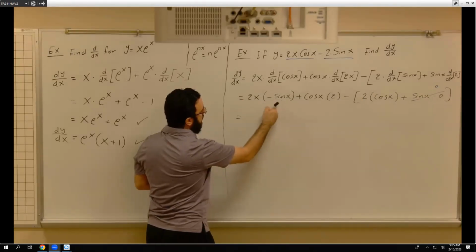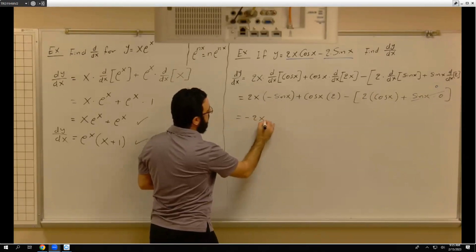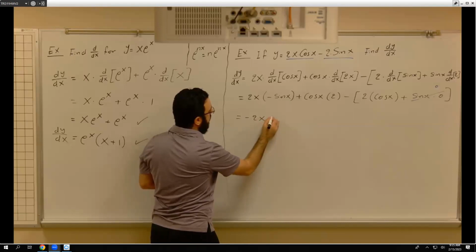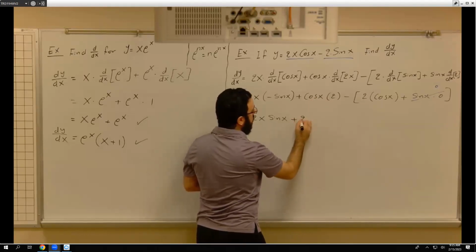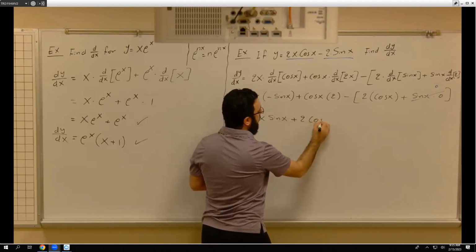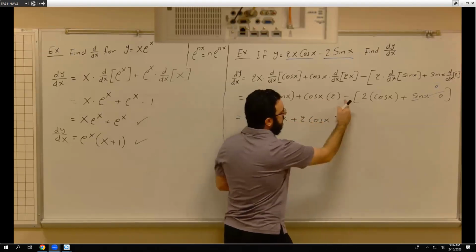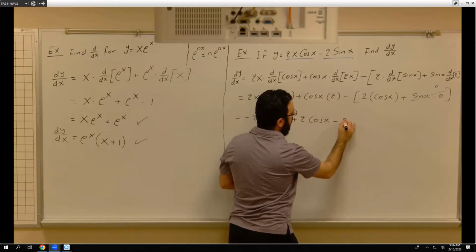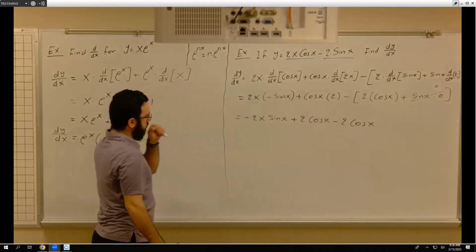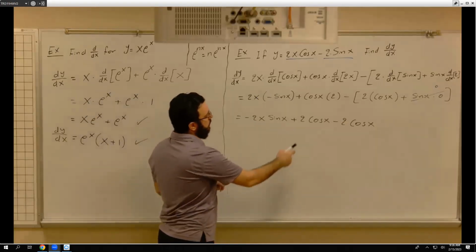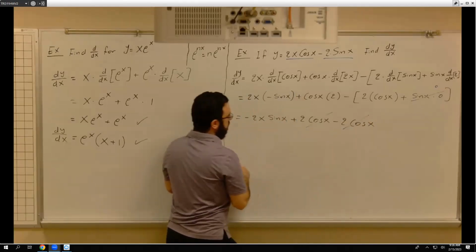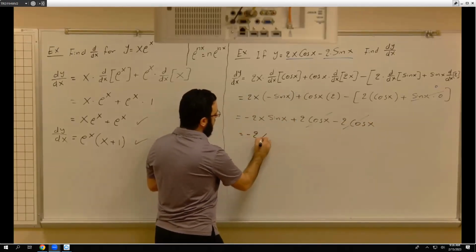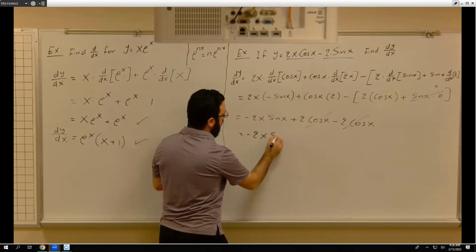2x times negative sine x is going to be negative 2x sine x. And here, be careful, it's 2 and this is an angle for the cosine. So it's plus 2 cosine x minus 2 cosine x. Now combine the like terms, you have this one similar to this one. So it's going to be negative 2x sine x.